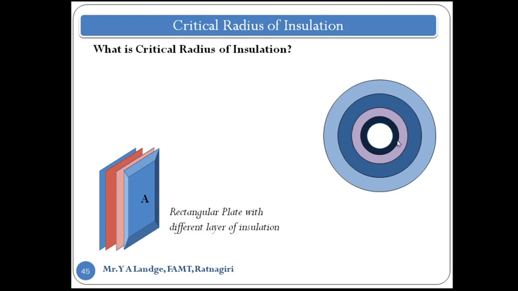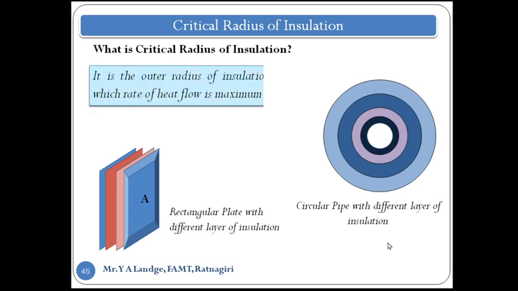That's why we need to calculate the critical radius of insulation. This is a circular pipe with different layers of insulation. Now we see what is meant by critical radius of insulation. From these two examples you might understand what exactly it is. Once we increase the thickness of the insulation material, the heat transfer rate continuously decreases, but the same thing does not happen here. Here, up to a certain limit it increases and then it goes down.